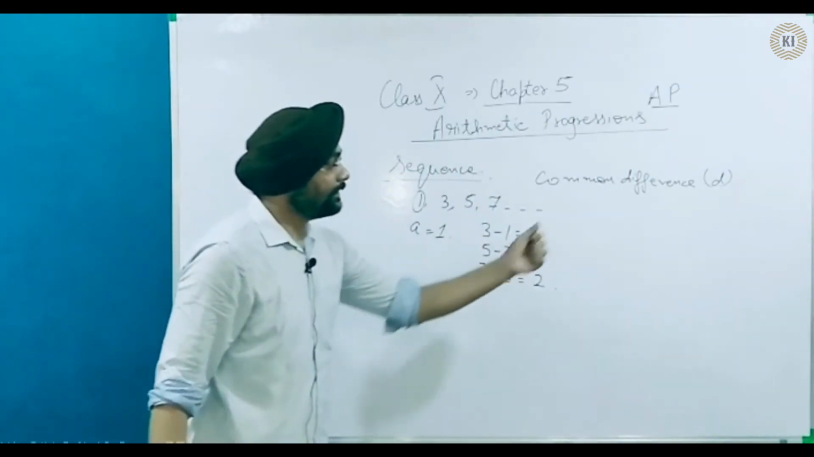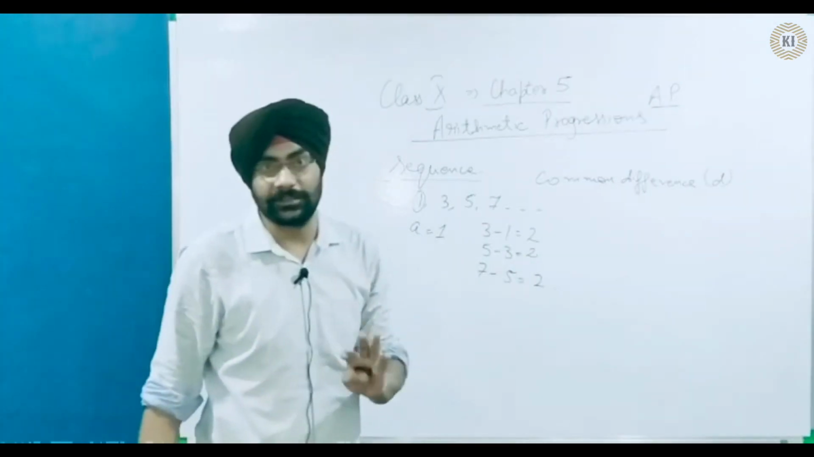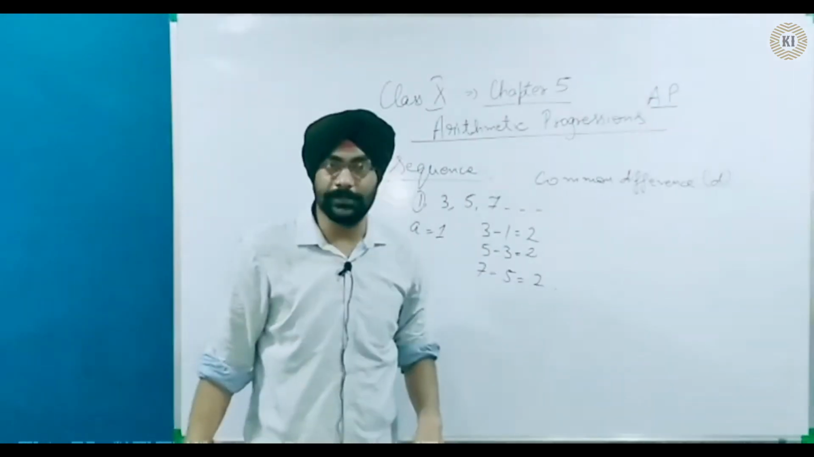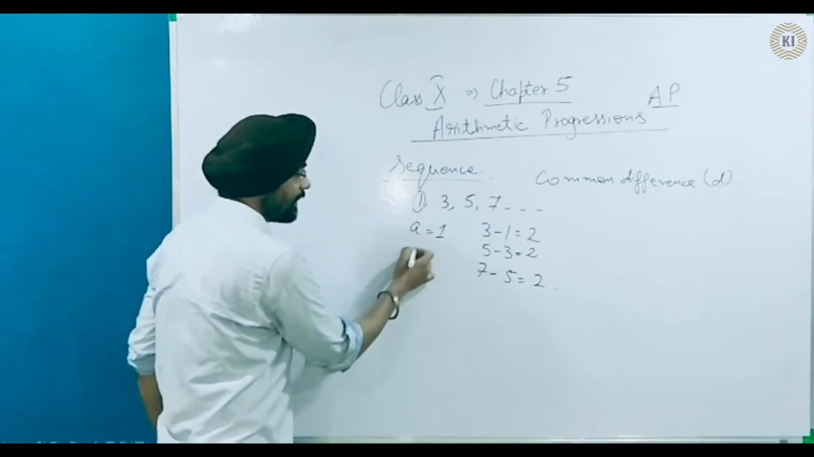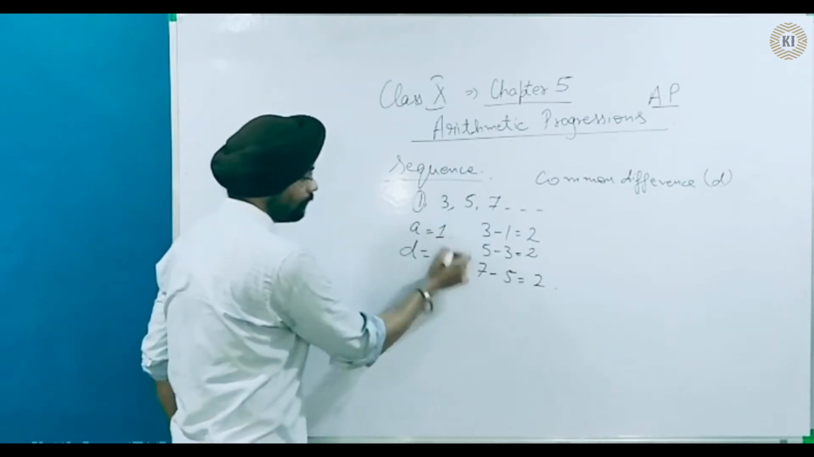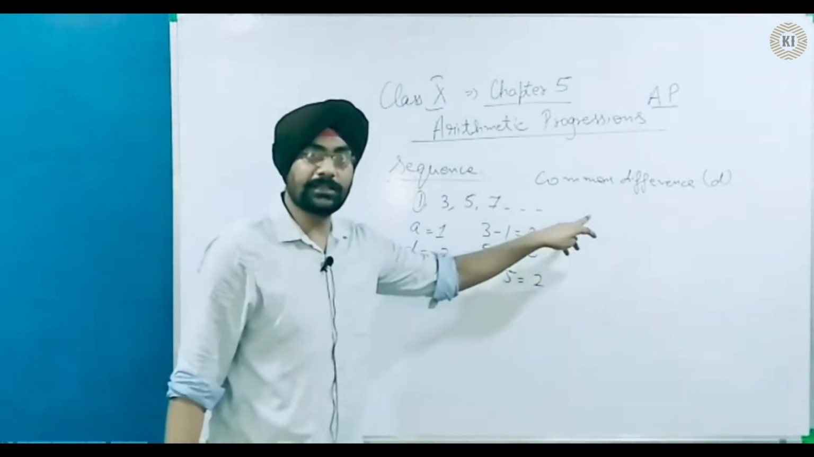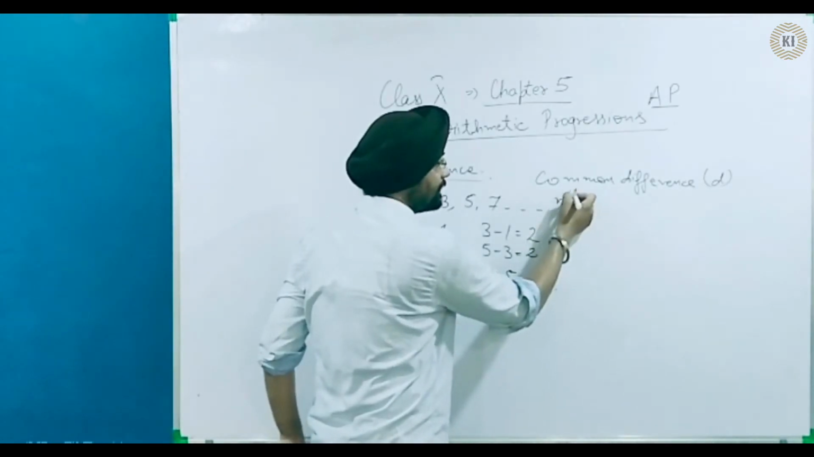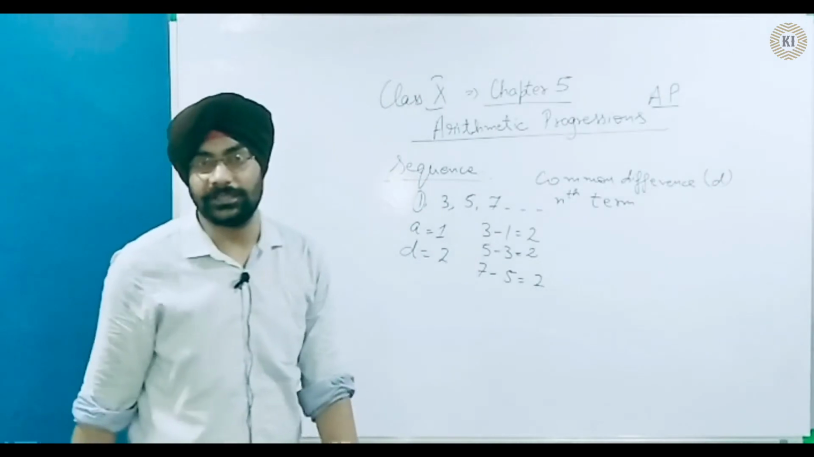So in AP you have to focus on the common difference. This is the main thing. If you are able to understand this, then the whole AP series will be completed. Now suppose the first term is A and our common difference is 2. Now suppose these numbers are going till the nth term. The last term is denoted by the nth term, meaning there are n number of terms in the AP.